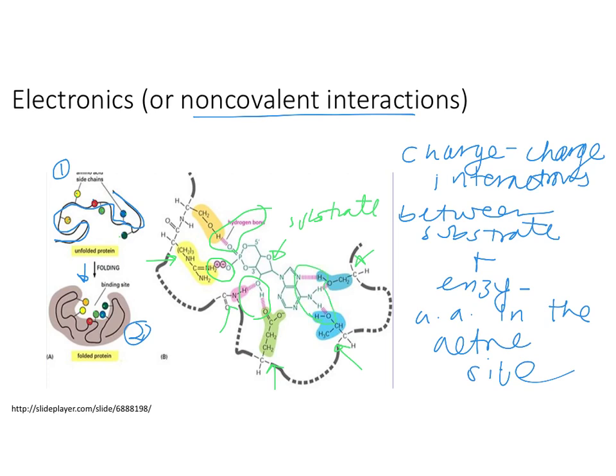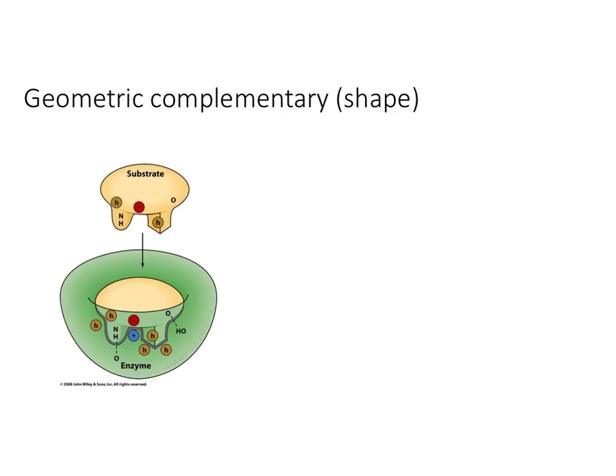So electronics stabilize. Also, the more favorable bonds that we make, the lower the delta H, which translates to a lower delta G. So that is stabilizing when we have lots and lots of non-covalent interactions. That is energetically stabilizing. And the third piece of the puzzle is geometric complementary. So this means that the puzzle pieces fit together.